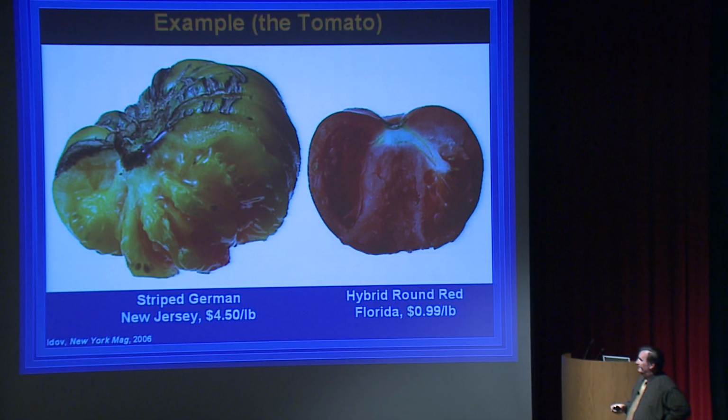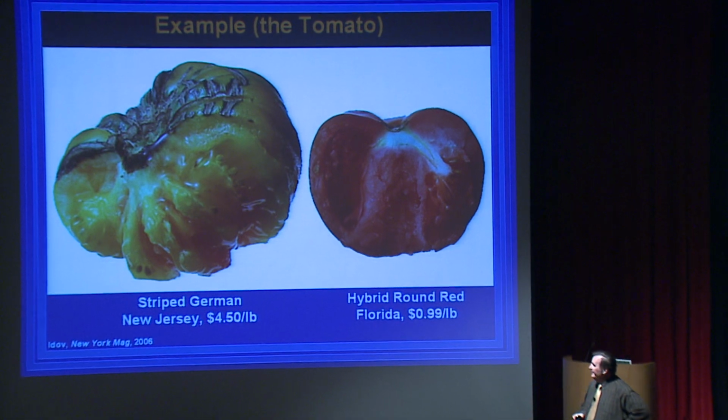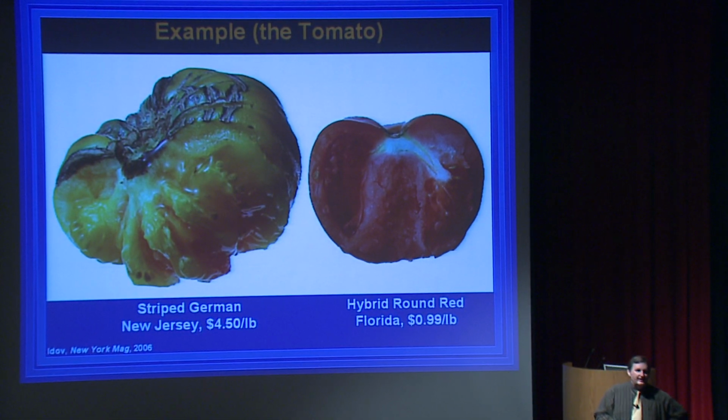The one on the left is called the striped German tomato, raised in New Jersey. It has a relatively short shelf life unless it's refrigerated, but that harms the taste properties. And so it's usually eaten locally or shipped into Manhattan, let's say. The cost is high because you can't raise so many of them. The one on the right is a hybrid round red that's grown in different parts of the country, but particularly in Florida, and costs a lot less.